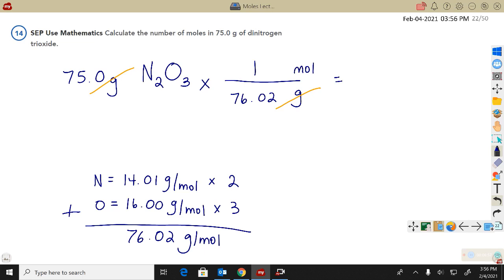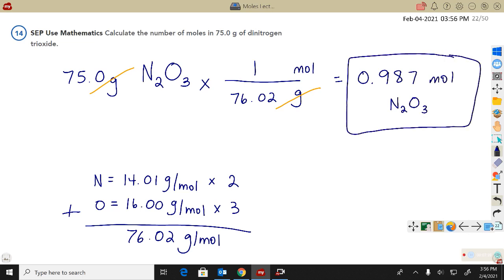Bingo. This is great. So my first number had 3 digits, 75.0. So I'm just going to round this to 3. 0.987. And now that's in moles of N2O3. And so for rounding, just go back to the number of digits in the original given number. If I was given 3 digits, leave 3. And now can I see if this is reasonable? Absolutely. Every mole is about 76 grams. I've got 75 grams. So yeah, I should have a little bit less than a mole.